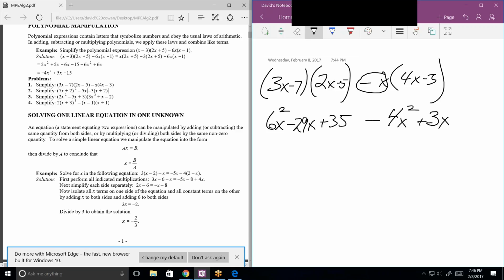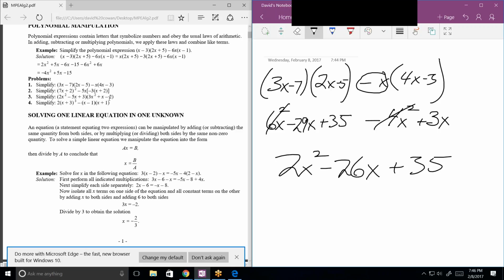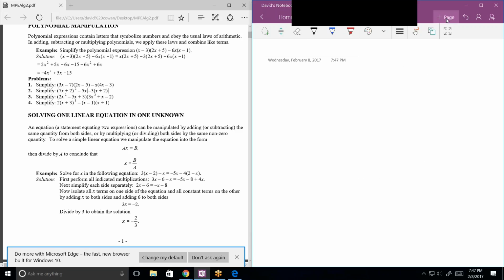So it'd be 2x squared, which takes care of that minus term and that term, okay? Minus 26x. Good. Plus 35. Good. And that's your answer. Okay. Let's do the next one.